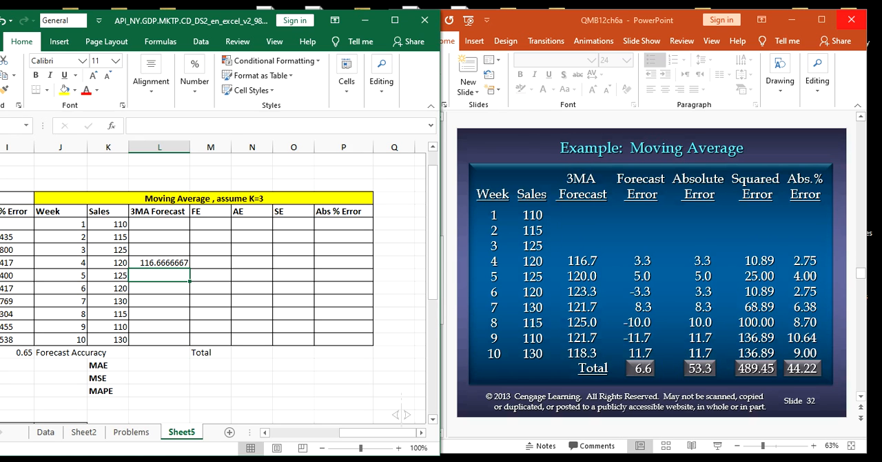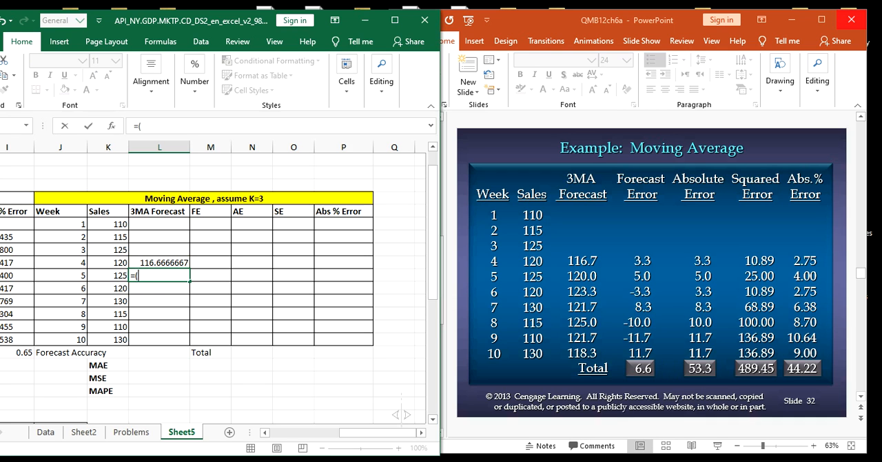Alright, and we continue with our example and estimate this one. And then the same, I'll drag it down, the same calculation over here. Okay, let's do it manually so you understand what's going on.